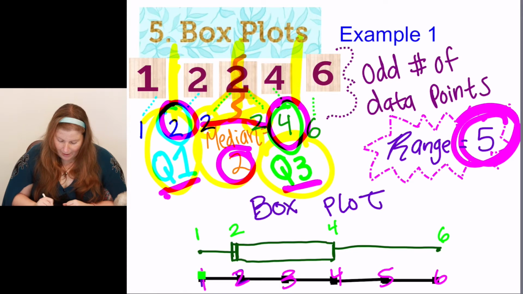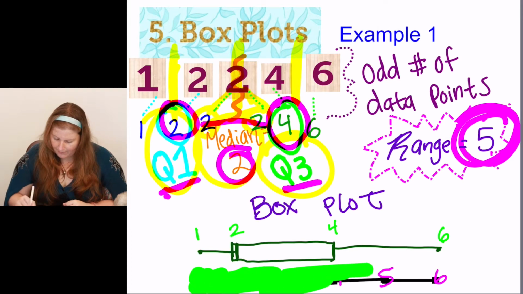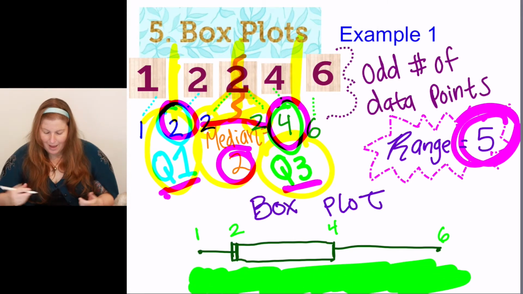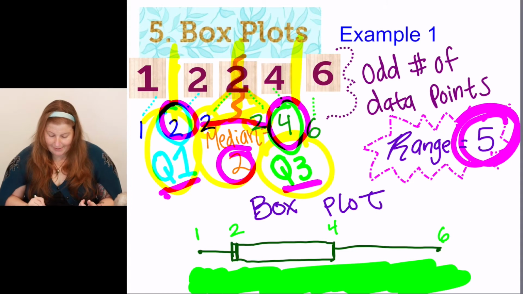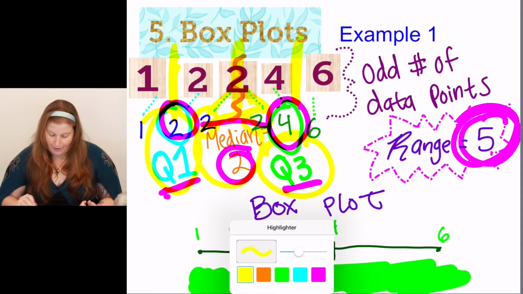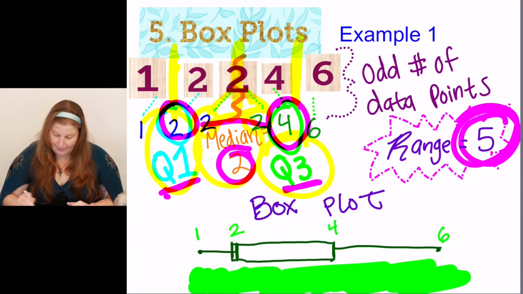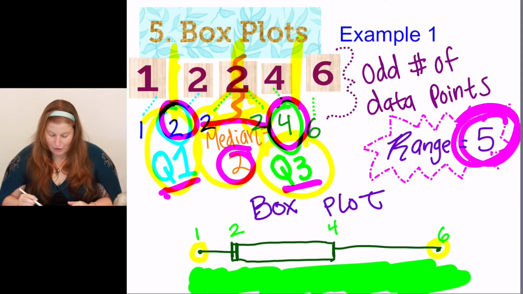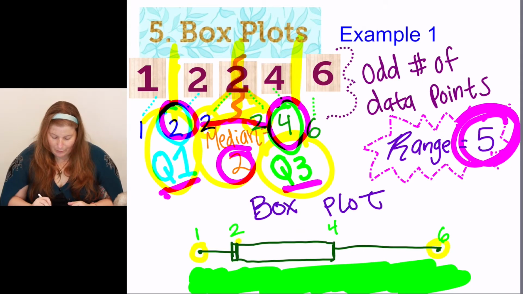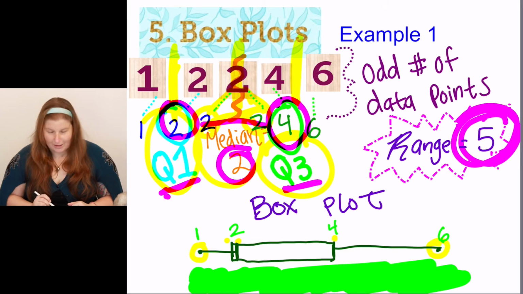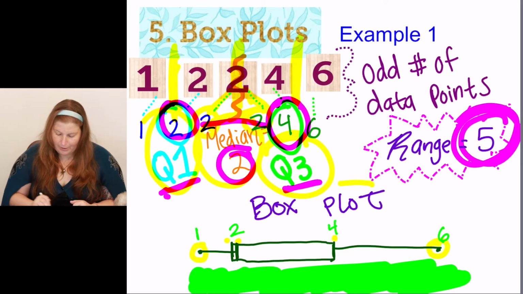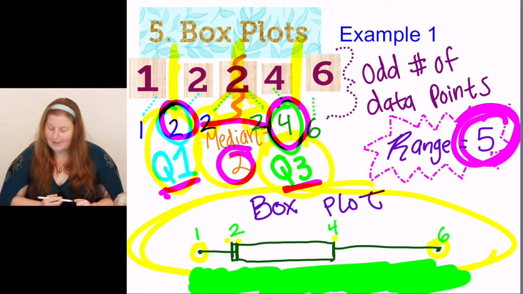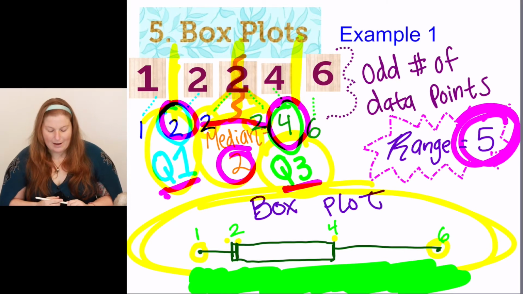So then when I erase my number line on the bottom, I have a box plot that is to scale. It shows where the data begins and where it ends. It shows where the median is and where the first and third quartile are, or Q1 and Q3. So this is everything you need to do to make a box plot.